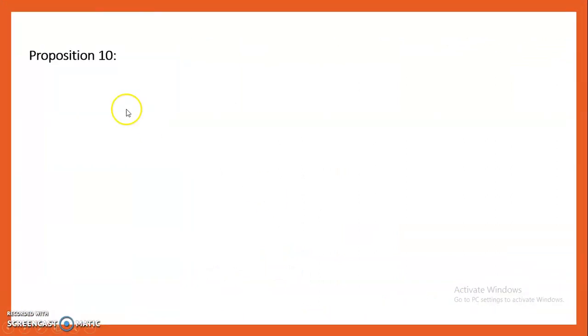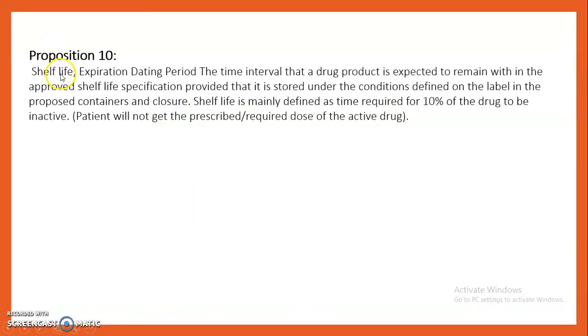Then proposition 10 is associated with shelf life. Shelf life, or expiration dating period, is the time interval that a drug product is expected to remain within the approved shelf life specification, provided that it is stored under the conditions defined on the label in the proposed container and closure. Shelf life is mainly defined as the time required for 10% of the drug to become inactive. That is, the patient will not get the prescribed or required dose of the active drug.